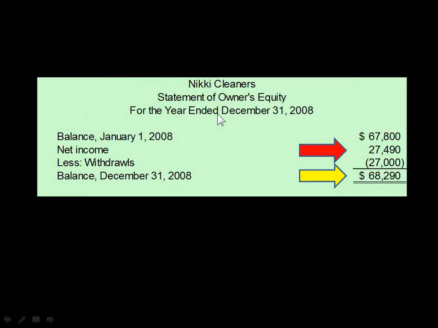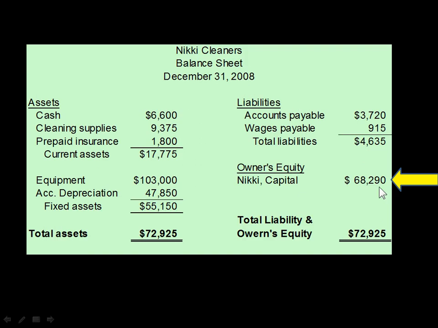Then you're going to do the statement of owner's equity, and notice that the net income flows to the statement of owner's equity. So you start with your beginning capital balance plus net income less withdrawals is your ending capital balance. Then that ending capital balance carries down to your balance sheet. So this is the order you do your financial statements.